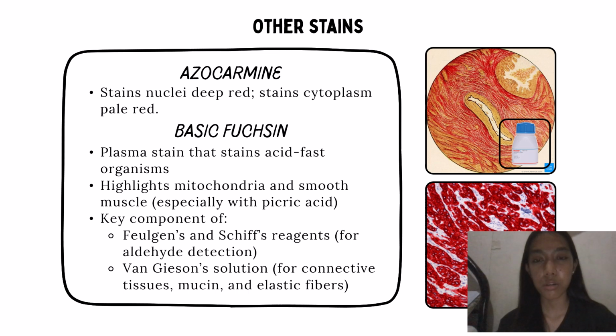It provides a clear contrast between nuclear and cytoplasmic components. This differential staining makes it useful for highlighting cell morphology in tissue sections where nuclear detail is critical. Next is the basic fuchsin.